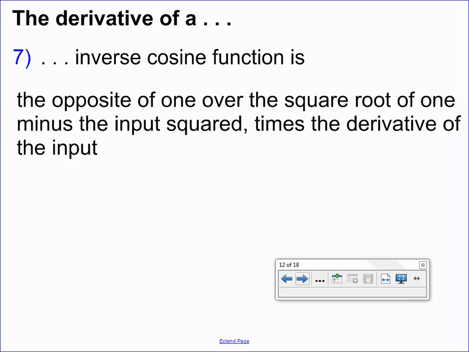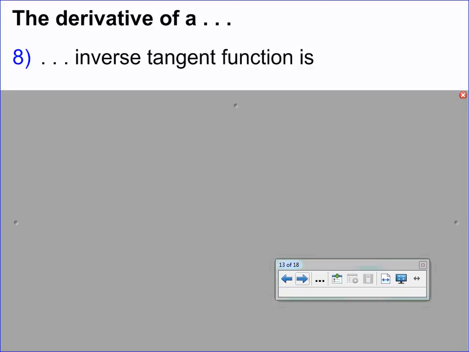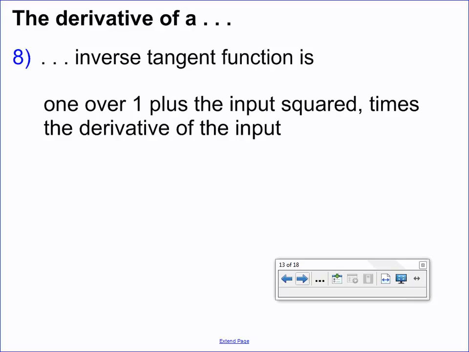Neck and neck, one of my favorites, the derivative of inverse tangent. Yes, the derivative of inverse tangent is 1 over 1 plus the input squared times the derivative of the input. Two to go, guys, 2 to go.